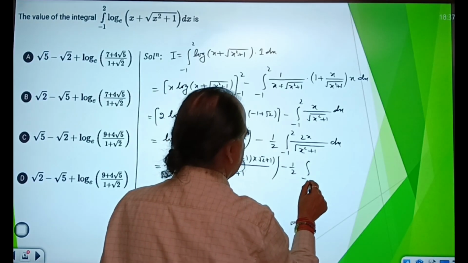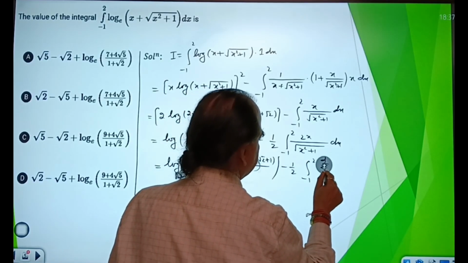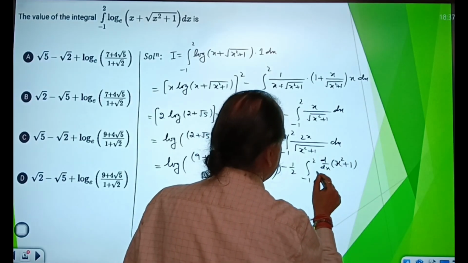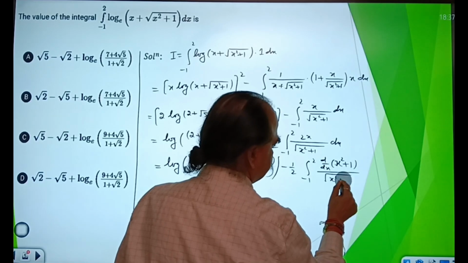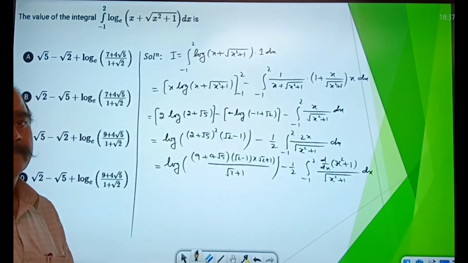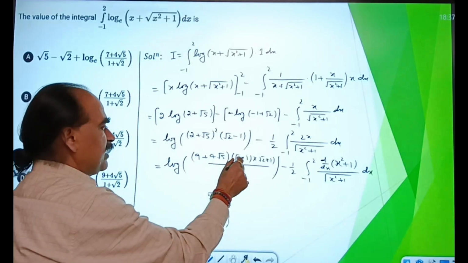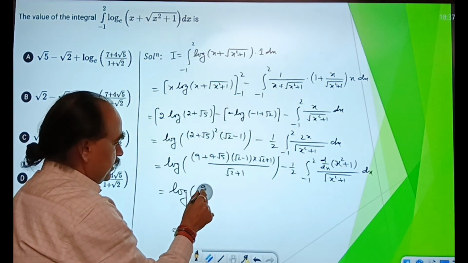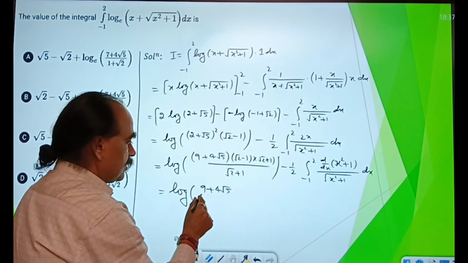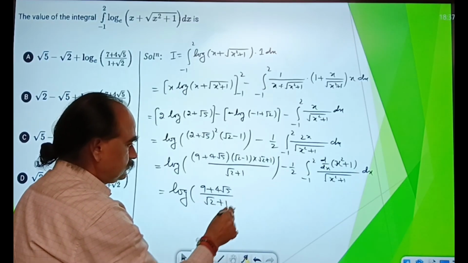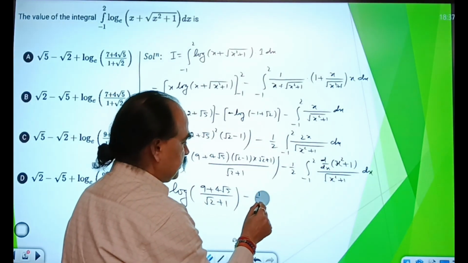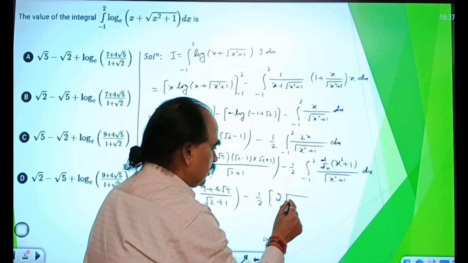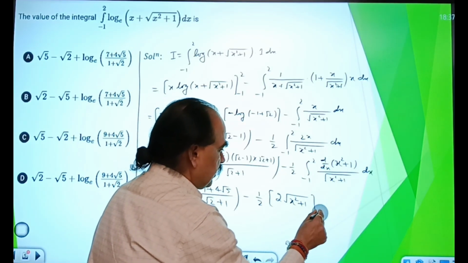1 by 2. Numerator is d by dx of x square plus 1, divided by root of x square plus 1 dx. Which will give you 2 minus 1. 2 minus 1 is what? Once again, it's log of 9 plus 4 root 5 upon root 2 plus 1, minus 1 by 2. f dash x upon root f x will give you what? 2 root f x. 2 root x square plus 1 between minus 1 to 2.